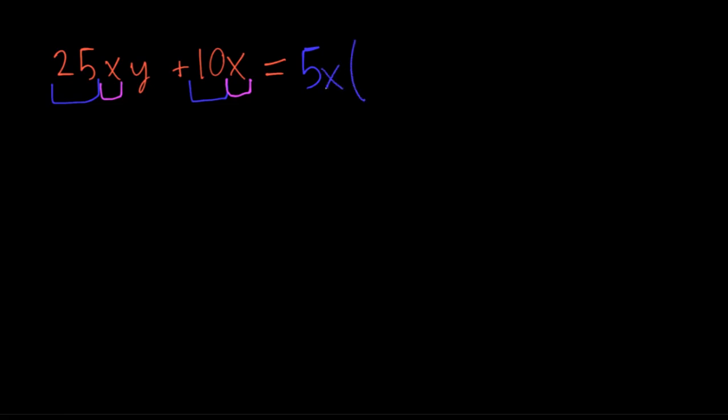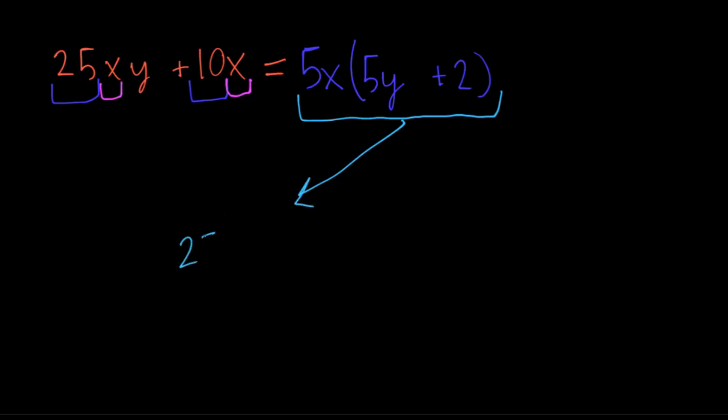So what will we multiply by 5x to get 25xy? It will be 5y. And what will we multiply by 5x to get 10x? It will be 2. So this is the factored version of the original expression. So once again, let's multiply it out just to see that it's correct. So 5x times 5y is 25xy. 5x times 2 is 10x. And we can see that this is the exact same as our original expression. So we have correctly factored out the highest common factor.